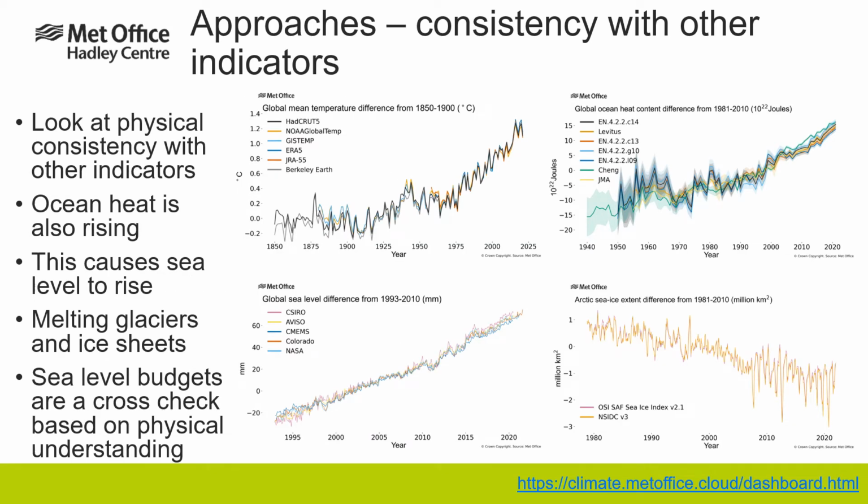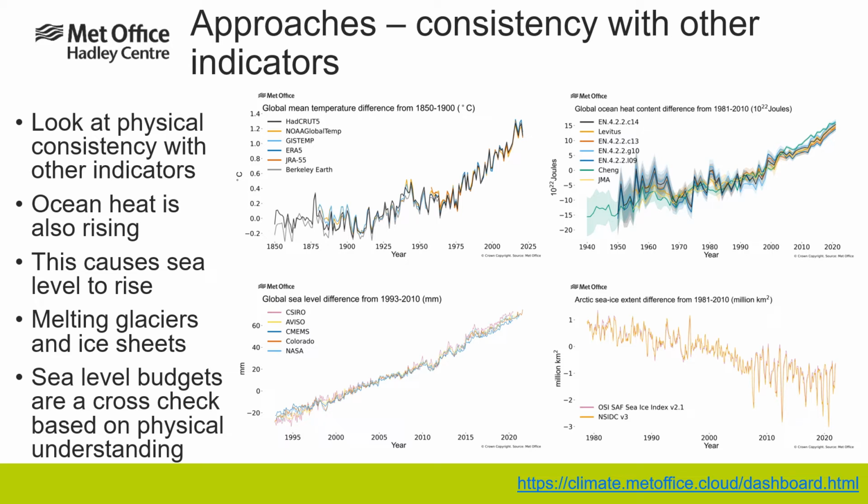Now, a final approach to looking at uncertainty in the broadest sense is consistency with other indicators. So we're looking for physical consistency between, say, temperature and ocean heat content, or ocean heat content and global sea level, or sea ice and local temperatures, things like this. So, for example, we have here global mean temperature, top left, global ocean heat content, top right, global sea level, bottom left, and Arctic sea ice extent on the bottom right.